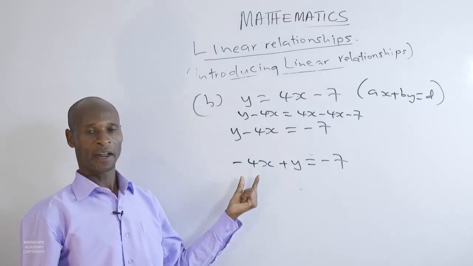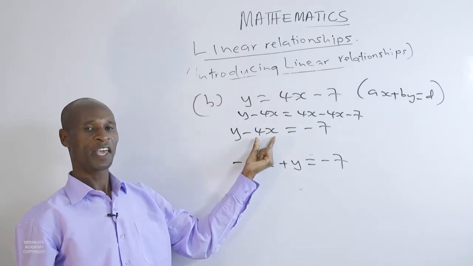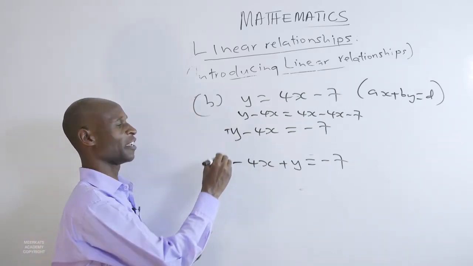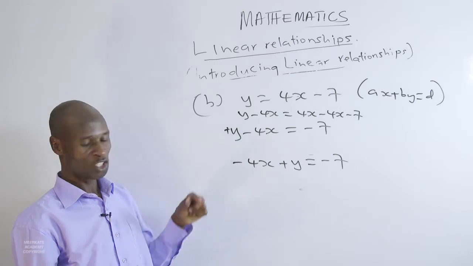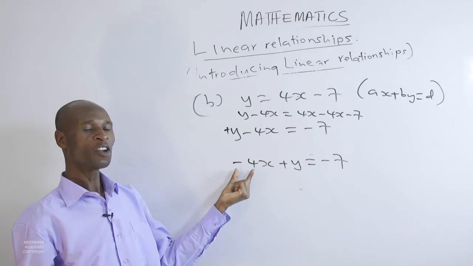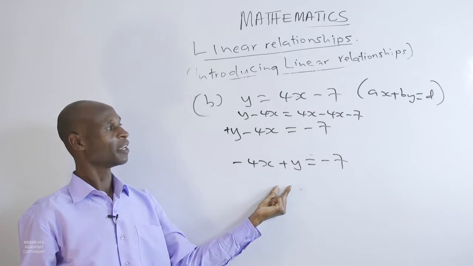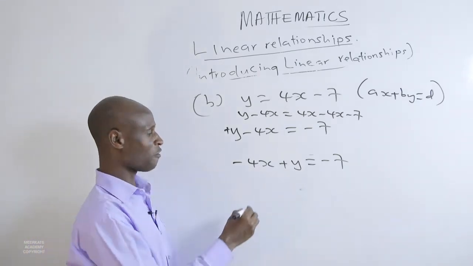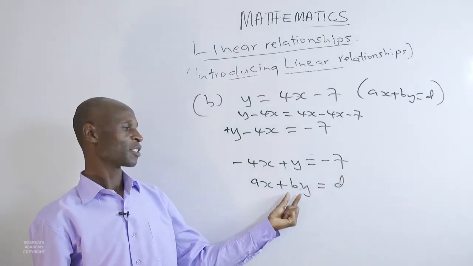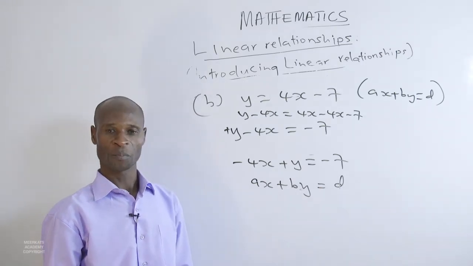If we rearrange further, we can start with the x term, which is negative 4x. The term having y has a positive sign, which is implied. That's why it's not being shown. And therefore, the final equation is negative 4x plus y is equal to negative 7 after rearranging. And therefore, we say we have expressed it in the form ax plus by is equal to d. And that is the end of our topic.